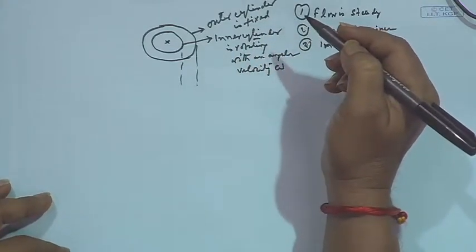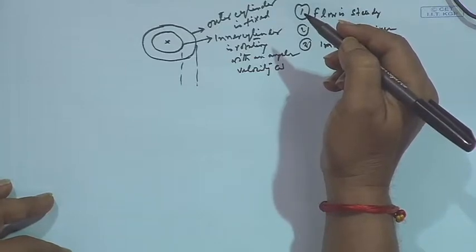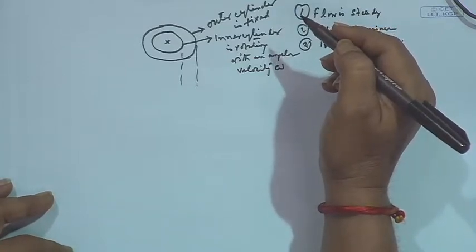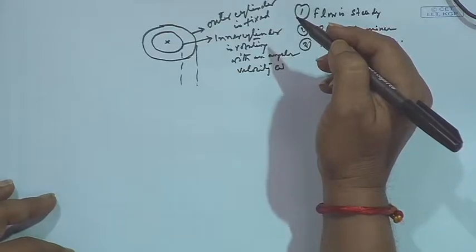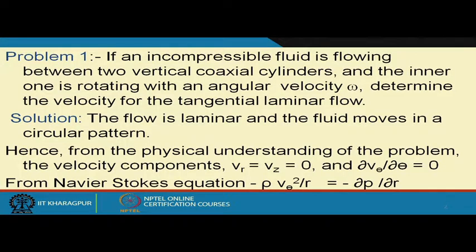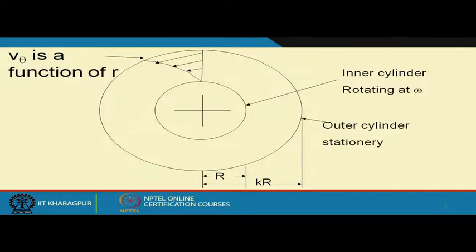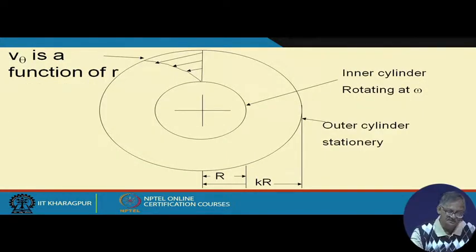So, the outer cylinder is fixed, or we can say that this is fixed, okay. So, like this, the outer cylinder is stationary and the inner cylinder is rotating, and there is a velocity profile within this, as v theta is a function of r, right.